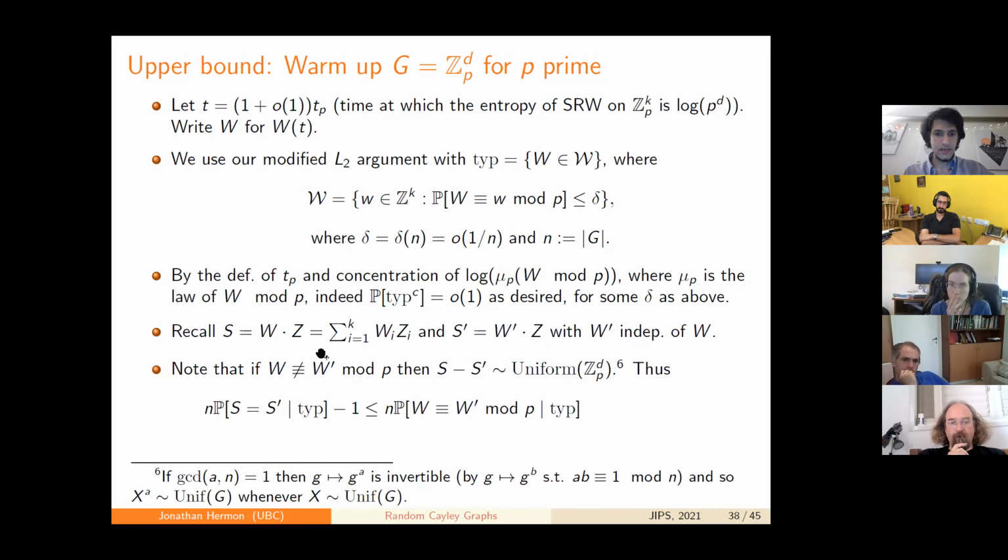So recall S is the sum over i of Wi Zi, and S prime is the same with W prime, which is an independent copy of W. So let's consider what happens when W is not equal to W prime mod P. And I claim that in this case, S minus S prime is uniformly distributed on the group.